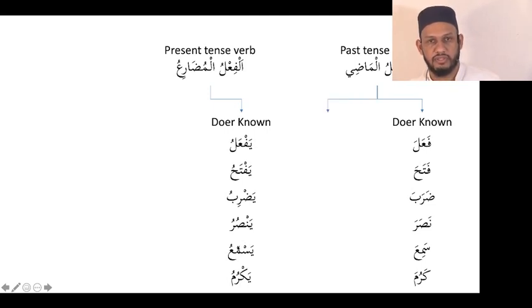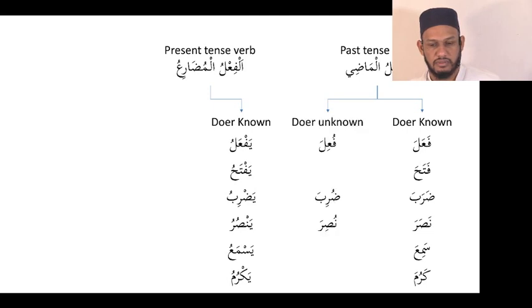Then last week we introduced a new scale which is called the majhool scale. In this scale we did fu'ila, duriba and nusira. So daraba was he hit, duriba means he was hit. Nasara means he helped, nusira means he was helped.